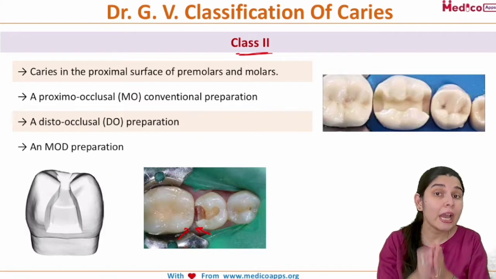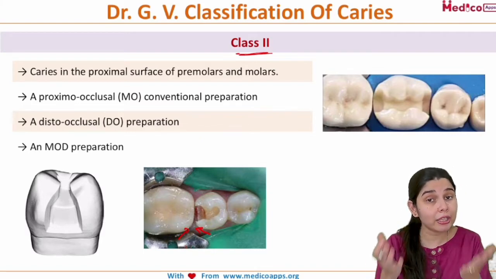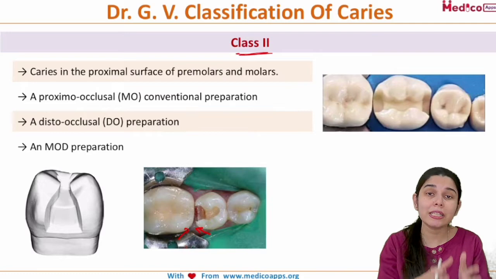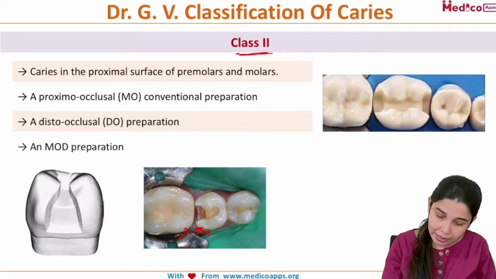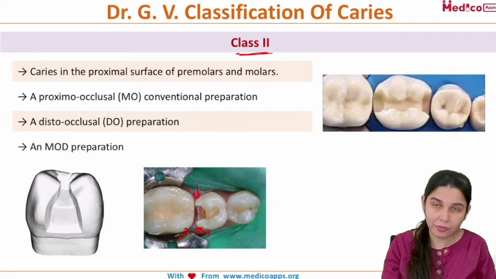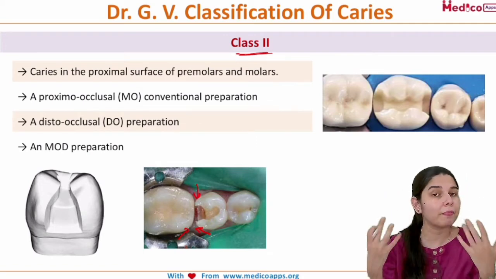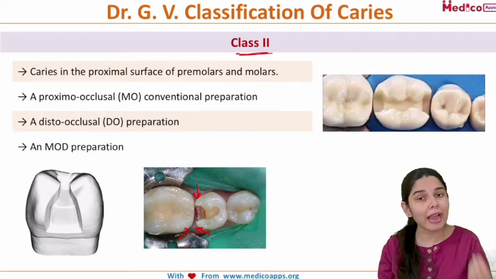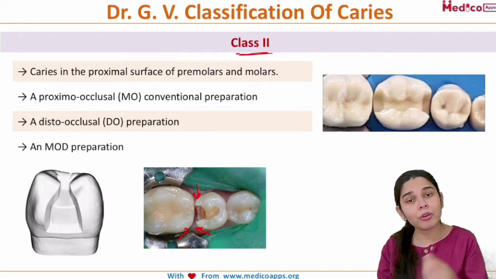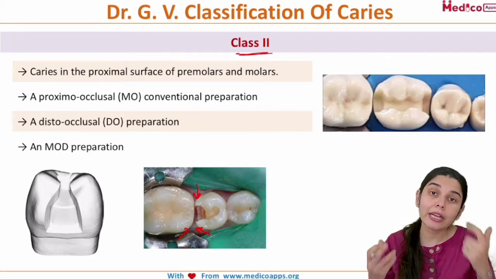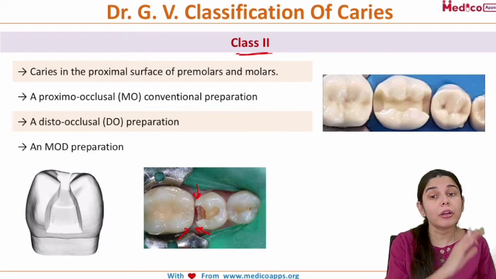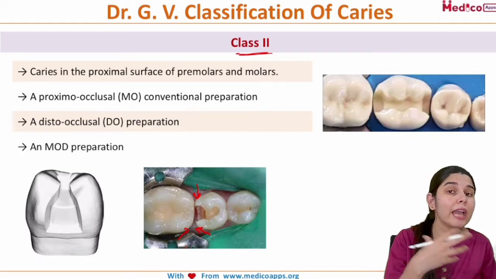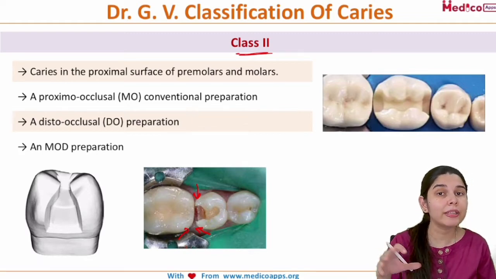So, here I am saying what Dr. G.V. Black said. He said that caries in the proximal surface of the premolars and molars, that means the caries on the proximal surface, the two meeting surfaces, if a cavity is present there, we will call it a class 2 cavity or class 2 caries. Now, as I have told you, he also mentioned the anatomical areas along with the design.